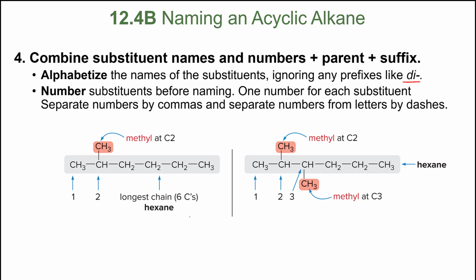Our 6 carbon chain, the parent is hexane. This one would be 2-methyl, because that's where the methyl group is, and then hexane. We look at the next one. Hexane is also the parent here. The 2 CH3 groups, there's one at C2 and one at C3. We have to give each of them a number for each substituent. There's 2 methyls. This will become 2,3-dimethylhexane.